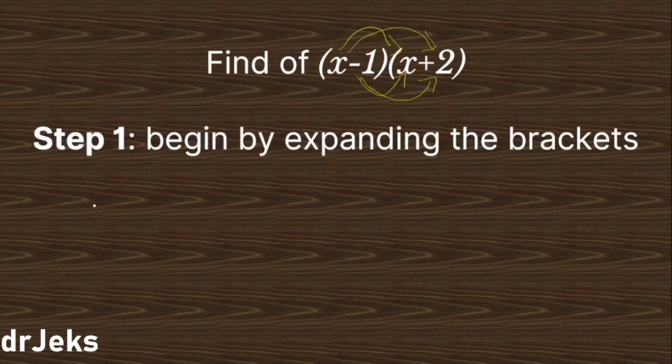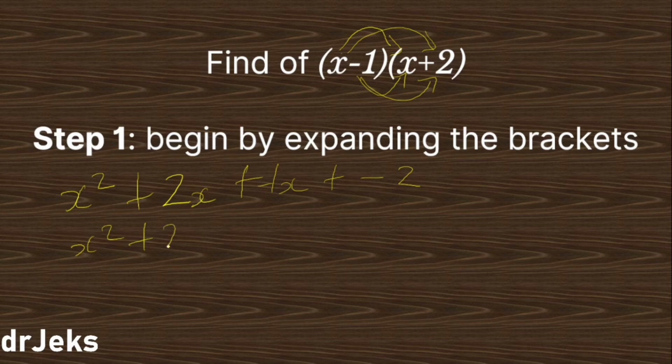Let's do that. So the first one, we multiply x by x, which gives us x squared. We multiply x by positive 2. Since they are both positive signs, it's going to give us 2x. Negative 1 times x will give us minus x, so we add negative x. And negative 1 times positive 2 will give us minus 2, so we'll add minus 2.